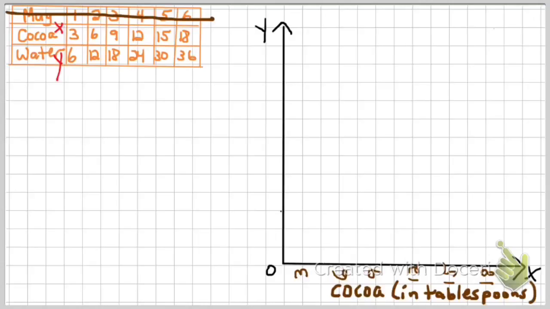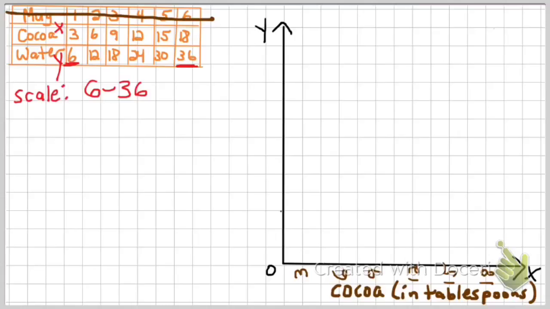Now I'm ready to go ahead and fill in my y-axis. Remember, for the y-axis, I have to find my scale to figure it out. So I look at all my numbers and I look for the smallest. 6, 12, 18, 24, 30, 36. 6 is my smallest. Now I look for the largest, which is 36. So my scale has to go from 6 to 36. That will be the scale. I need to make sure that I fit that in.